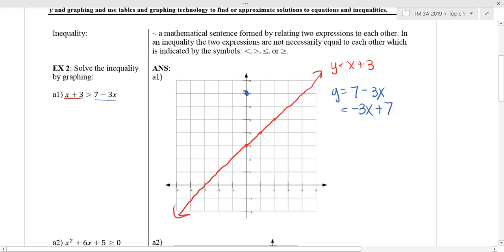And so that tells us to plot a y-intercept of 7 and then a slope of negative 3. So we're going to go down 3 over 1. Notice that first point gives us that point of intersection. And so our line is going to look like this for 7 minus 3x. And so this one's a little bit different because we're talking about an inequality.